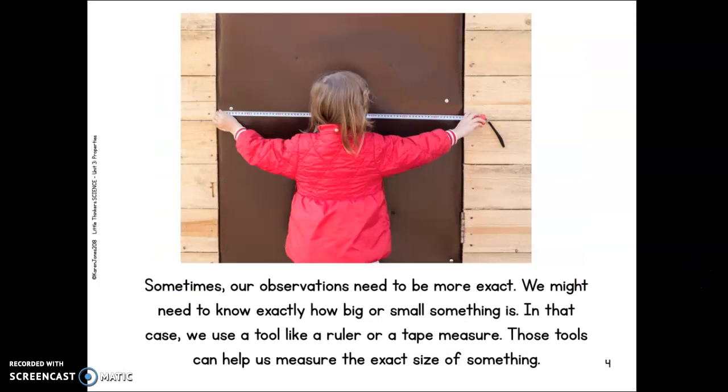Sometimes our observations need to be more exact. We might need to know exactly how big or small something is. In that case, we use a tool like a ruler or a tape measure. Those tools can help us measure the exact size of something.